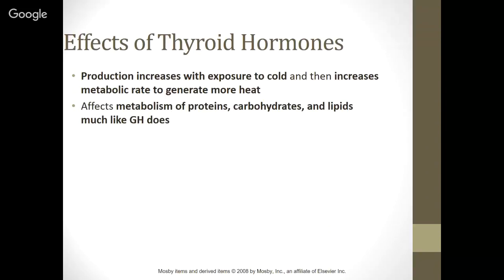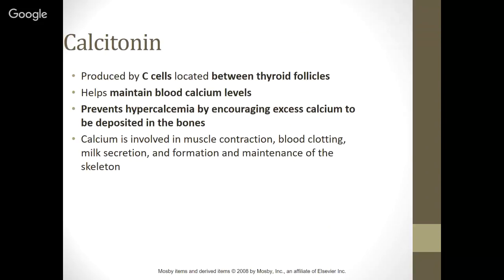Production normally increases with exposure to cold, and then increases the metabolic rate to generate more heat. So when you go outside and you start to shiver, your thyroid gland is actually getting into the game and trying to produce an increased metabolic rate so that it can warm you up. It affects the metabolism of proteins, carbohydrates, and lipids, much like growth hormone does. So it works just like growth hormone in some ways.